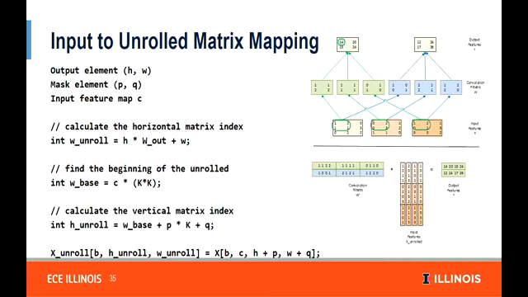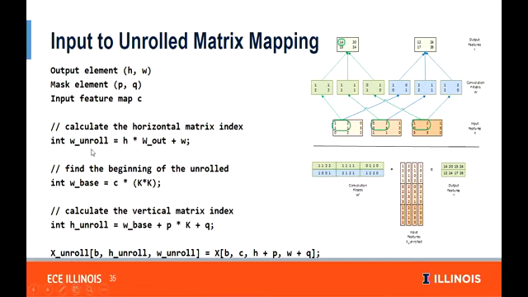Now, this is how we can do the input feature map to the unrolled matrix mapping. For every output element with index H and W, for every mask element with P and Q index, for a given C of the input feature map, we can calculate the horizontal matrix index. So this is the unrolled index of the input element that corresponds to this combination. This combination gives me a unique input feature map element. I need to collect it into the matrix.